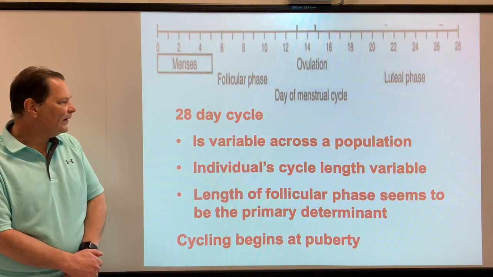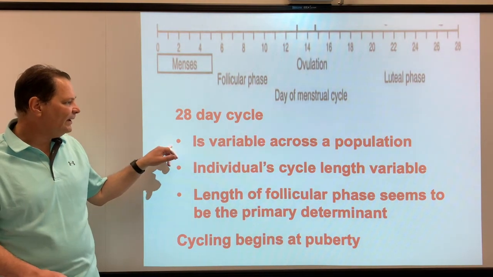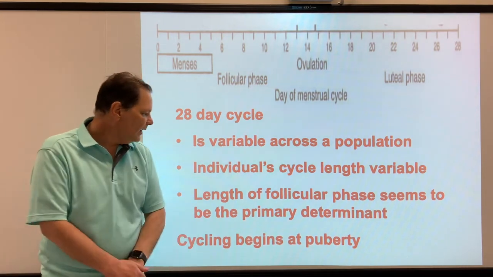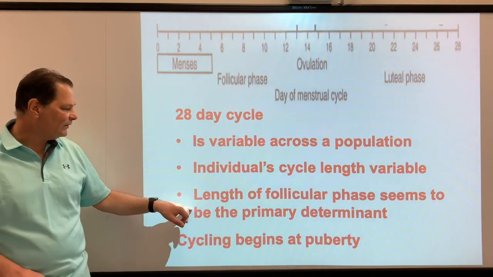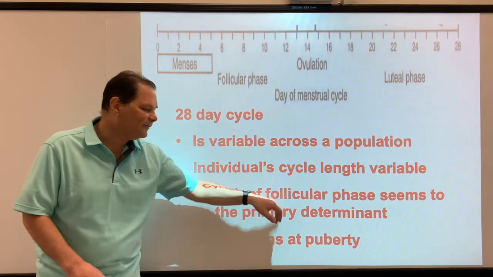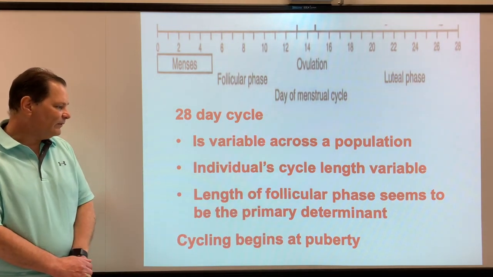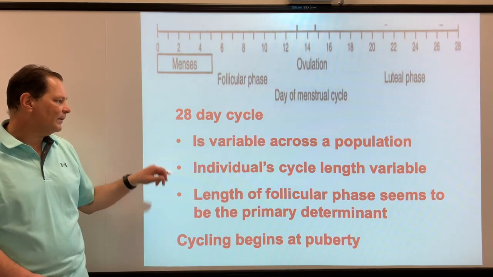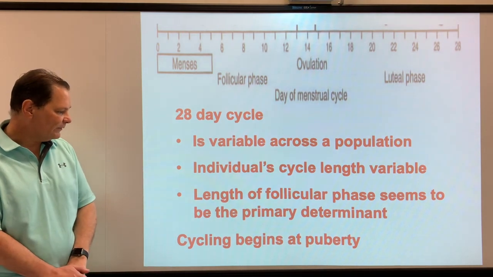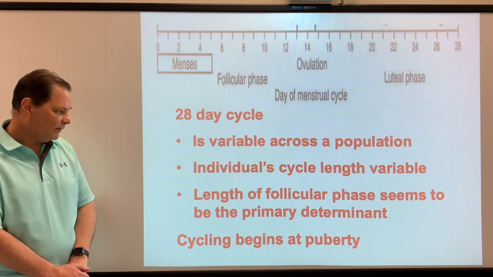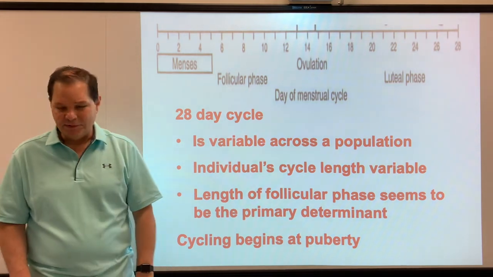The cycle is variable across the population in length and even within the individual, and the variation seems to have to do with the variation in the length of the follicular phase, which is something we'll spend a lot of time on. That seems to be the primary determinant of how long this cycle is going to be, or how short it's going to be. And the cycling begins at puberty, of course.